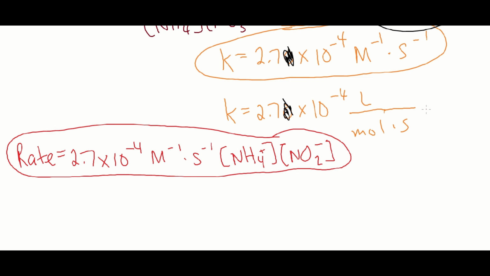So circling back to why this is practical, or at least one reason, is now that we have this rate law, we don't need to run the experiment again just to find out how fast it's going to happen. We know by changing these concentrations what to expect the rate to be.